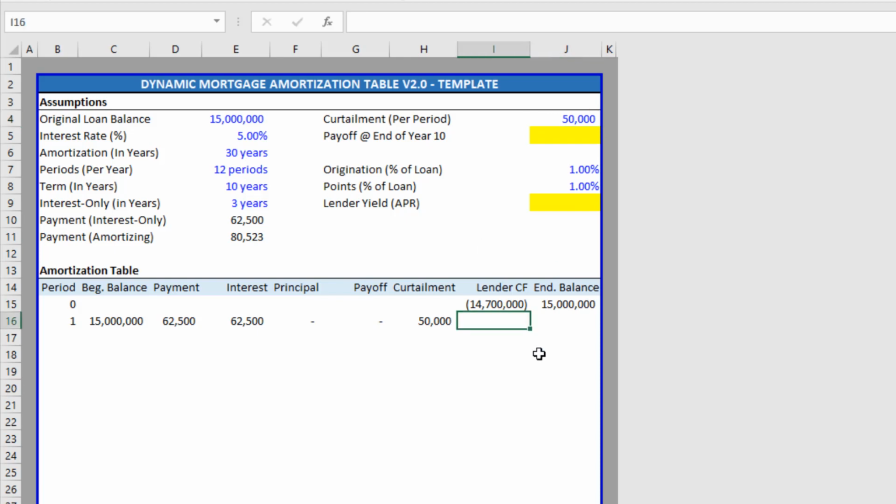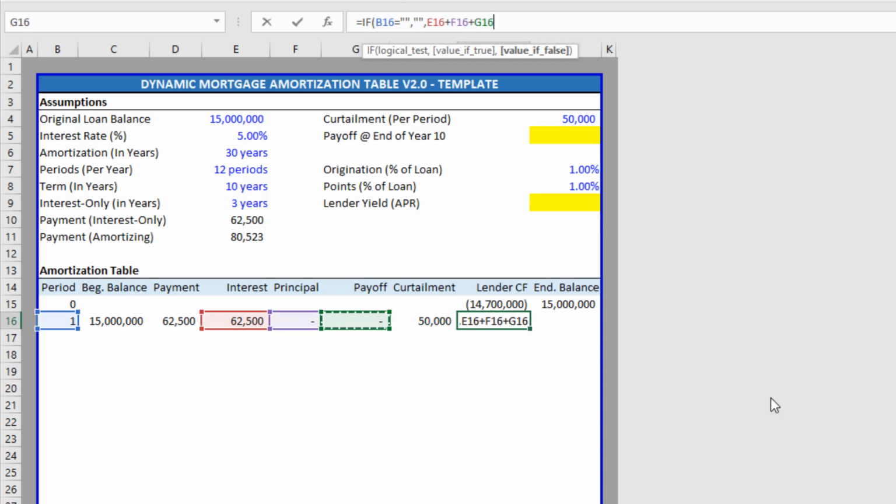Okay, next we have lender cash flow. And here, okay, first let's make sure that this shouldn't be blank. Otherwise, what will the lender get in terms of cash flow? Well, interest plus principal plus the loan payoff plus any curtailment. That would be the lender's cash flow.